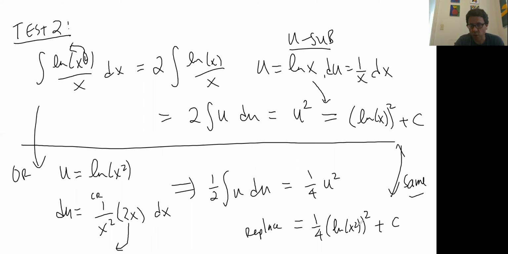Because again, this 2 on the inside, if you pulled it out, it would be 2, it'll get squared, and it'll cancel the 4, and you'll have exactly the same answer up there. So it's just two different ways to do it. It's not integration by parts, I don't think that works. So that's number 1 part A here.